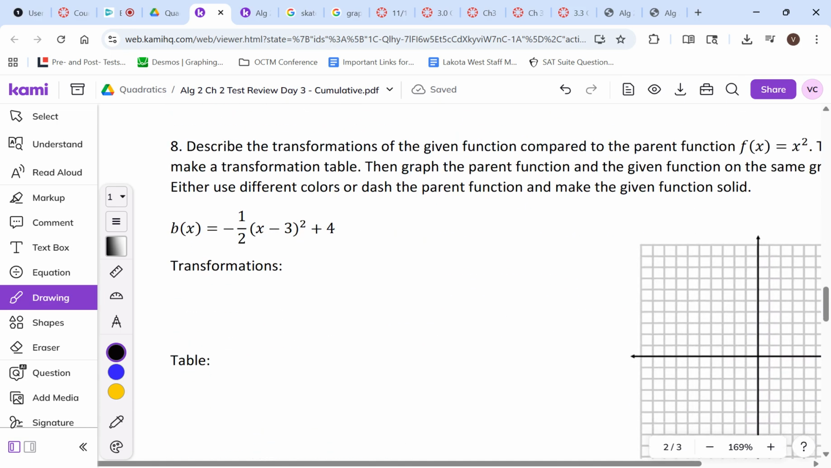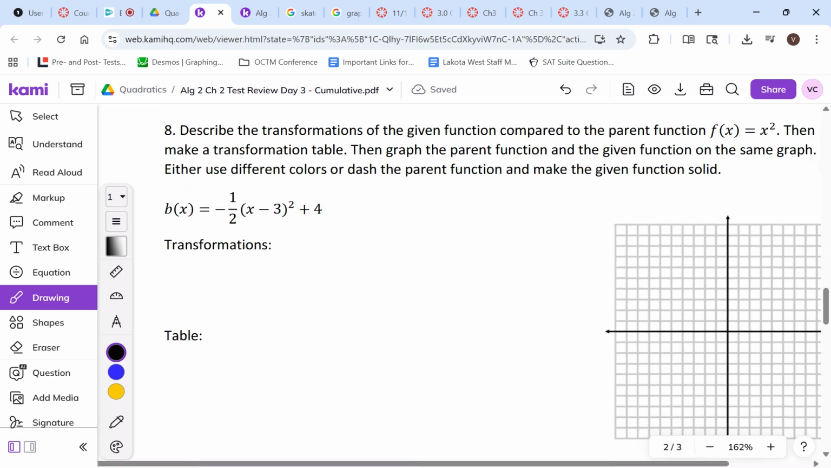Make sure you also do number 8. Number 8 is just a complete review over graphing, and we need to make sure that we know that this is vertex form and you are graphing using transformations.